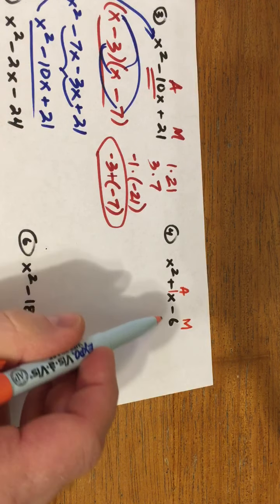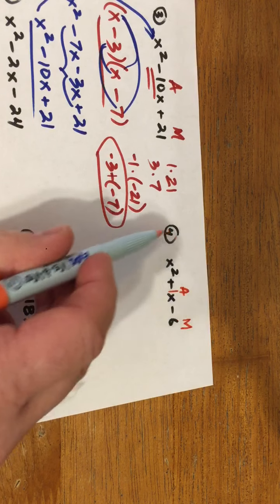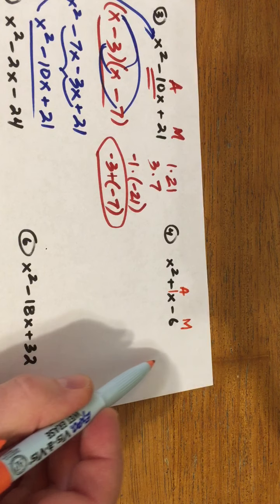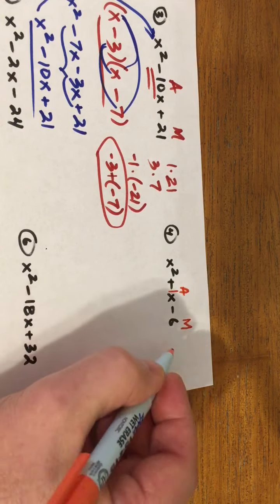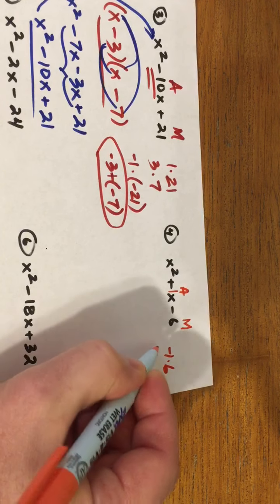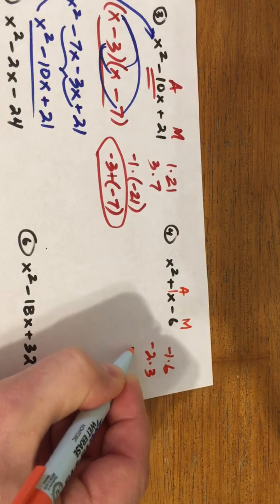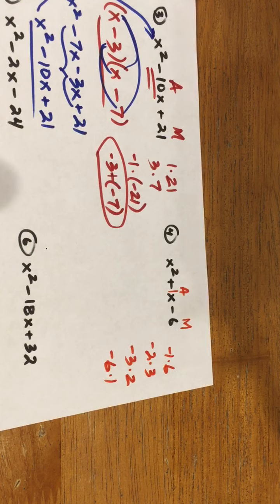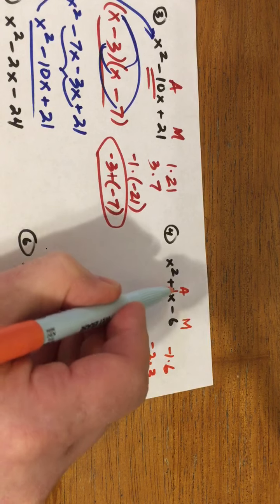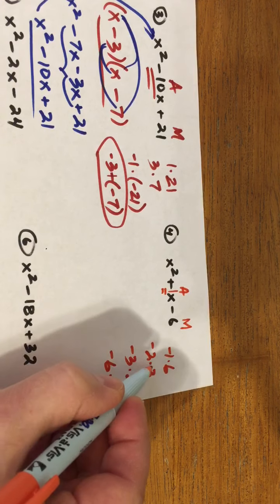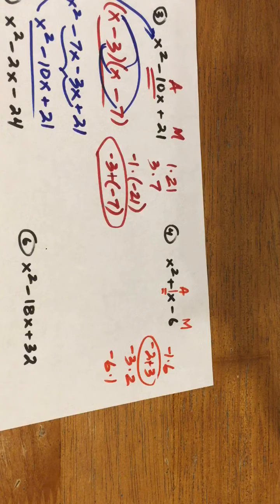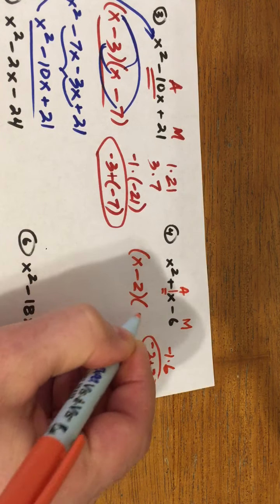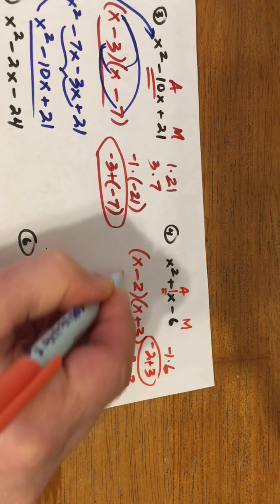And again, I've said this before, I say this a lot in class, there's nothing wrong with writing out your factors here. After a while, hopefully you can do this in your head. To get negative 6, we could go negative 1 times 6, negative 2 times 3, negative 3 times 2, negative 6 times 1. And now, which pair adds to positive 1? Well, if we add these together, these give us a positive 1. So we're going to write x minus 2 and x plus 3, and that's it.